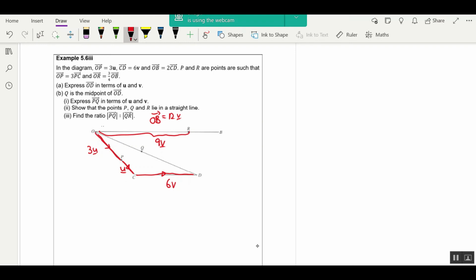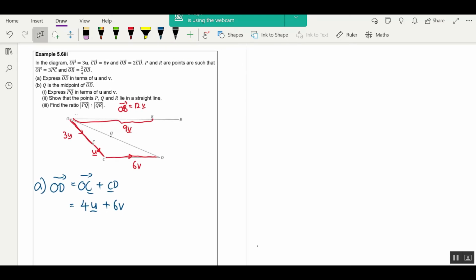Next, express OD in terms of U and V. Where is OD? OD is here. You see there is a triangle law here. OD is equal to OC plus CD. OC is 4U because PC is 1U and OP is 3U, so OC will be 4U. CD is 6V, and this is your representation of OD. Q is the midpoint of OD, which means that OQ is equal to half of OD. It must be the same direction. So this is equal to half of 4U plus 6V, and OQ is equal to 2U plus 3V.